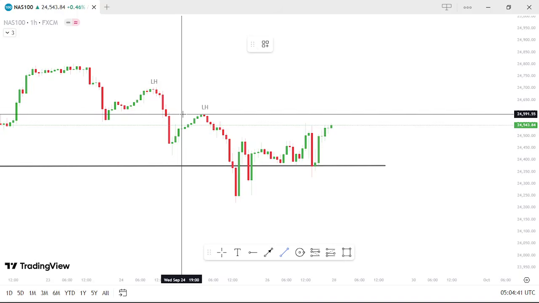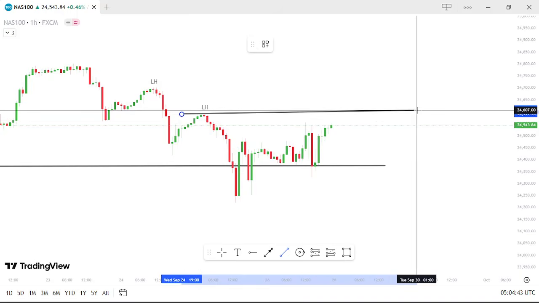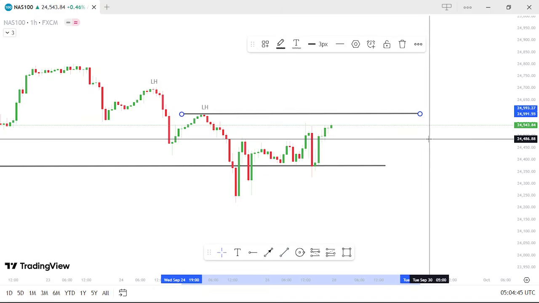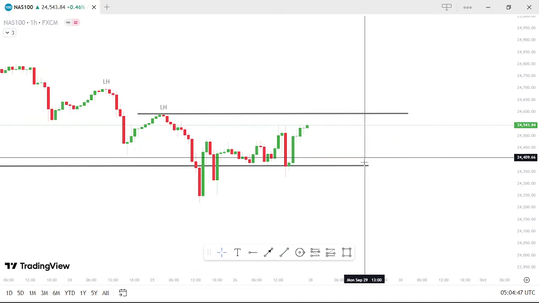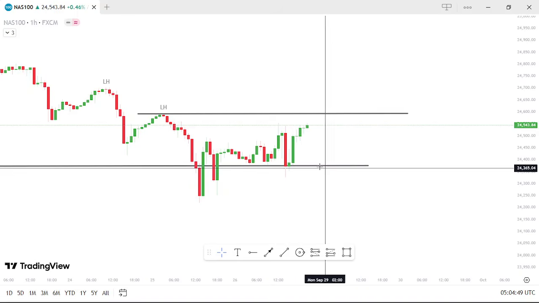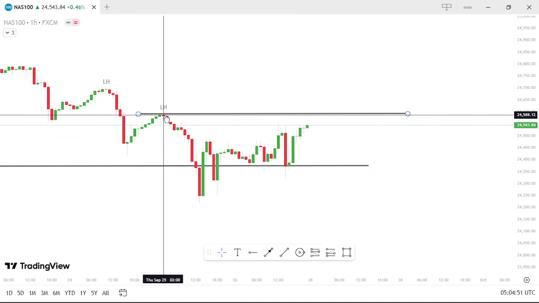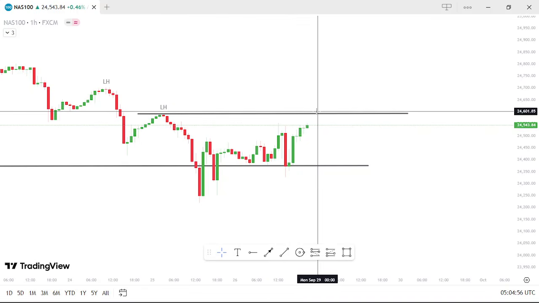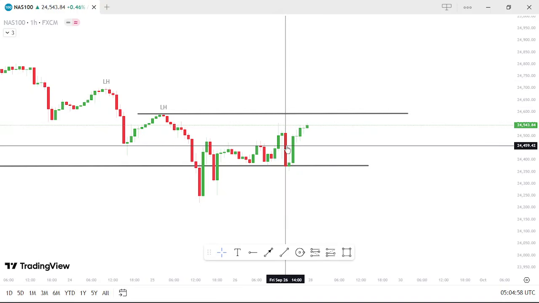So when you mark out this level, this is what you're going to see. If you mark out this level, you see that above it is where you have a confirmation that buyers are now in the market and they're ready to push price higher.